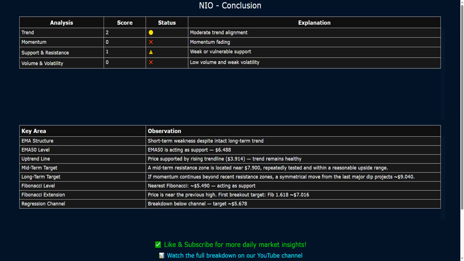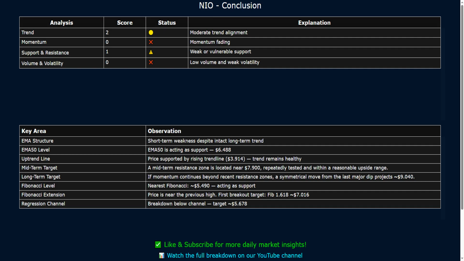Technical outlook for NIO, scored 3 out of 10, a weak setup based on trend, momentum, support, and volume analysis. Price is below all EMAs, downward pressure remains. Closest EMA is EMA 50 at $6.488, currently acting as support.